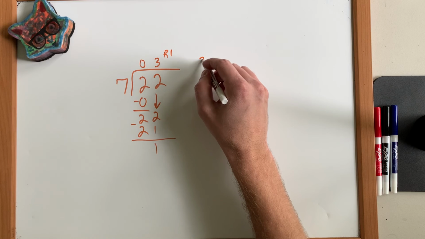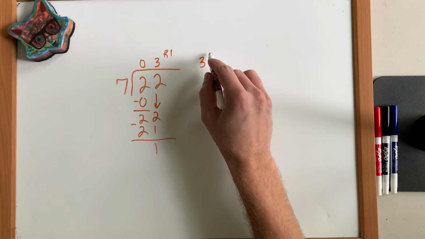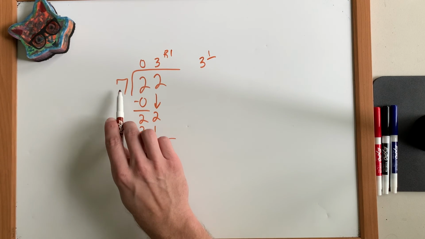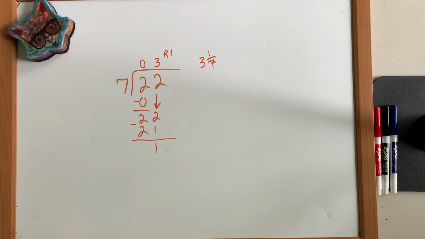And then to write this as a fraction, I have a whole number 3. My remainder is written up top, and we're still dividing by 7. So we would get 3 and 1/7. Look how we took our long division problems and we handled the quotient by either writing it as a remainder or writing it as a fraction.